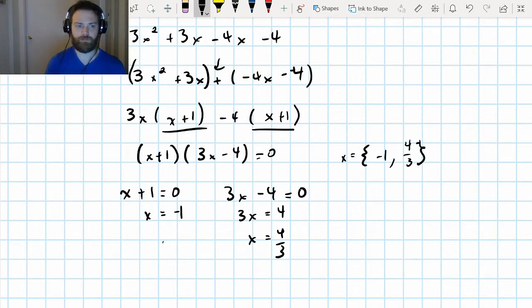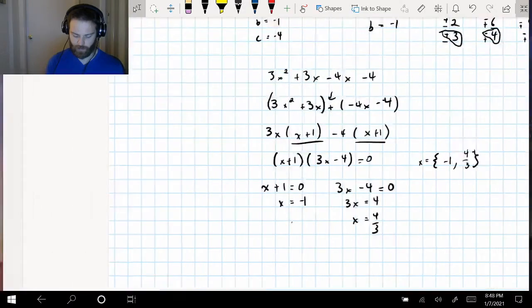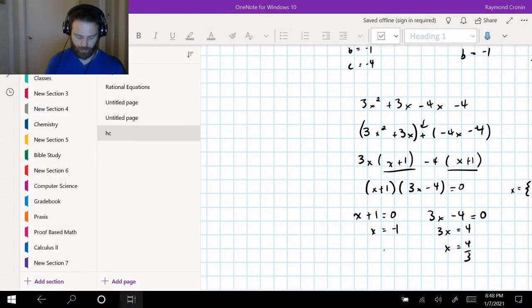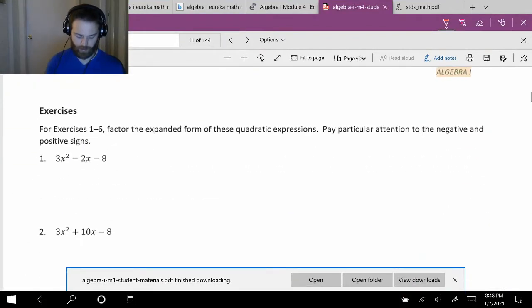Okay, so that's about it. So that's where that quadratic would hit the x-axis. Let's go back over here. That's 3x squared minus x minus 4.